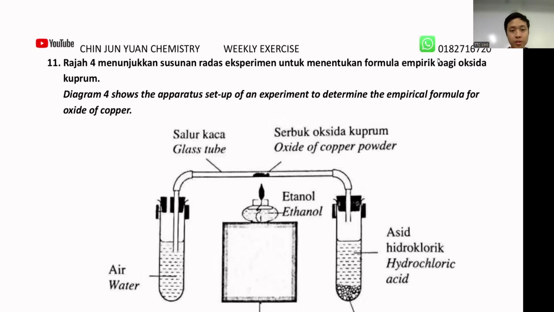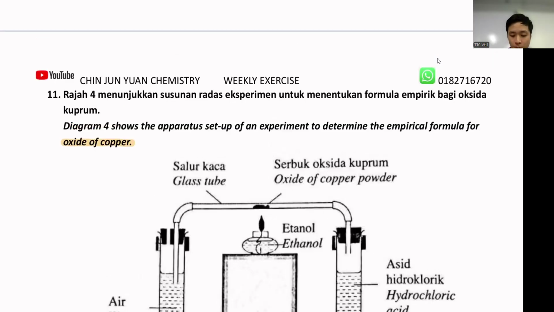Diagram 4 shows the apparatus setup of an experiment to determine the empirical formula for oxide of copper. Now, in a previous question, like question 7, we also had an experiment, which is also from chemistry. That one is magnesium turned to magnesium oxide. You heat the magnesium with oxygen, then it becomes oxide of magnesium.